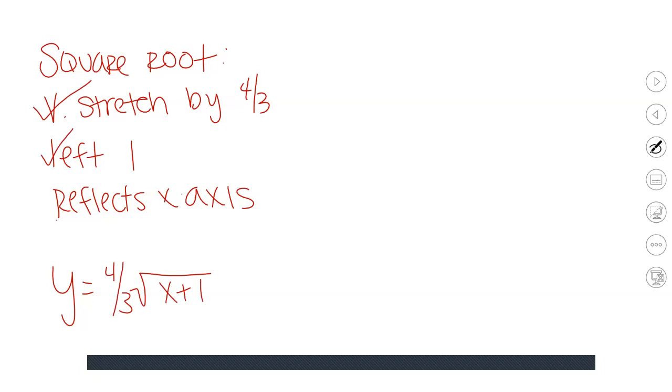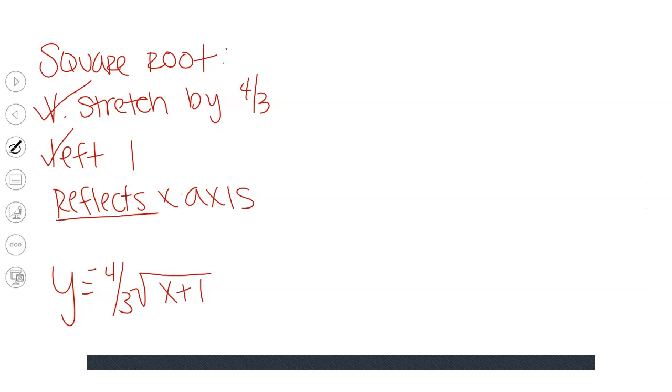Okay? Reflects the x-axis. The minute I see that word reflects, I should be thinking negative sign. X-axis, does it go inside or outside? Outside. Very good. So there goes my negative. If you do not have this y equals, you will get points taken off. It's an equation. It has to say y equals.